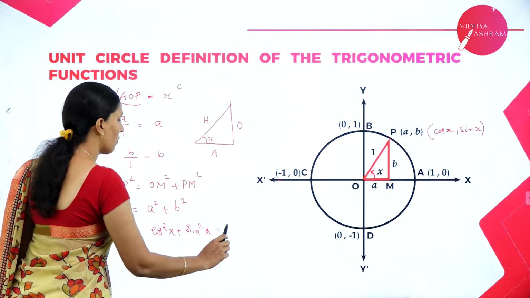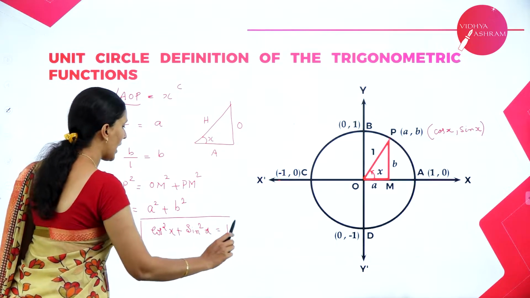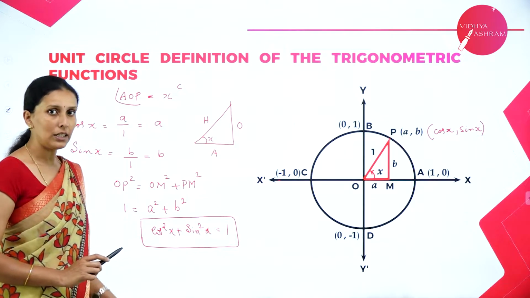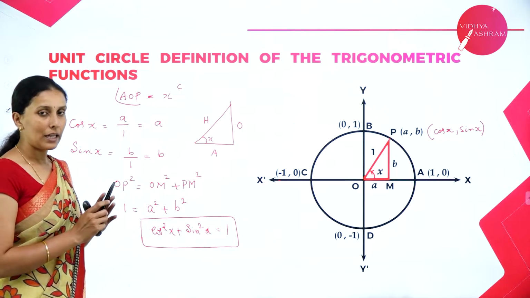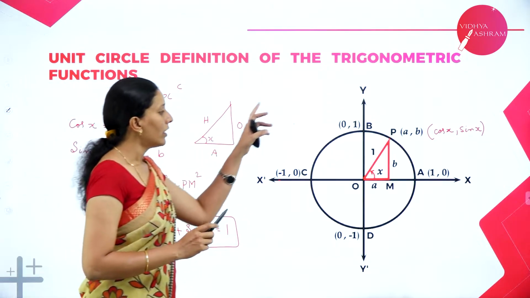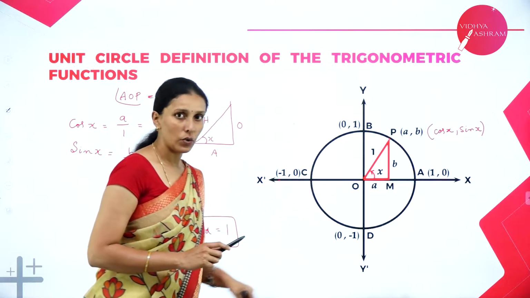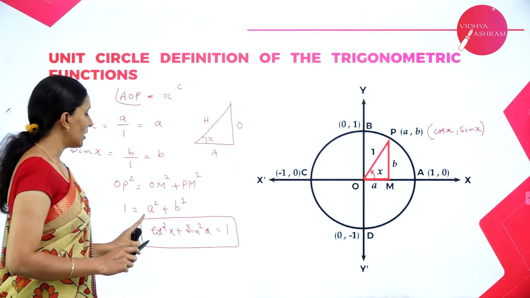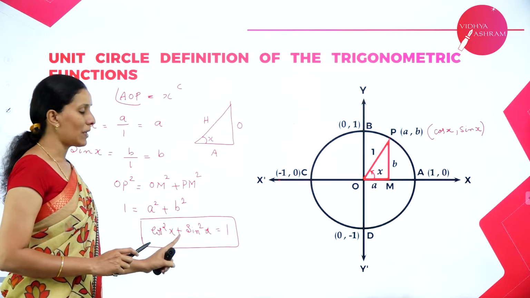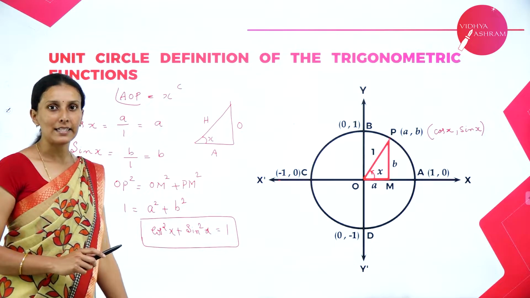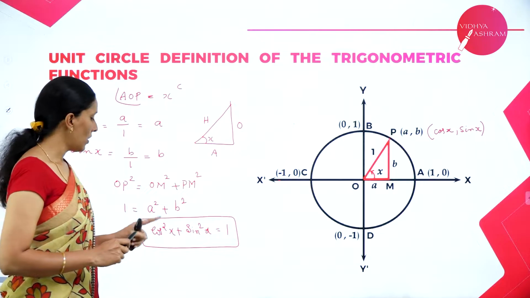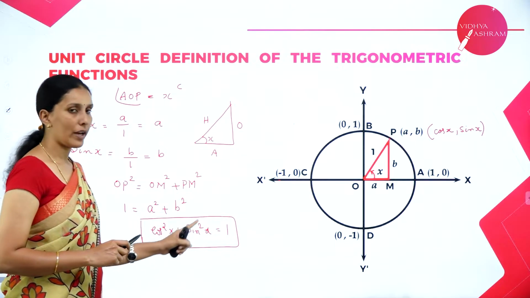So this is one of the important trigonometric identities which we have learnt earlier in terms of a right angle triangle. Here we are describing the same relation in the unit circle. Hence, we define the relation cos square x plus sin square x is equal to 1 as an identity.